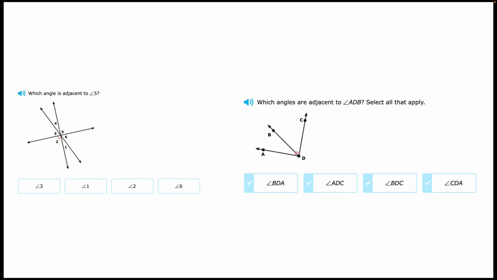Okay, now that you've had time to work these problems, let's check your solutions. For the first problem, you should have said that angle 6 is adjacent to angle 5. And for the second problem, you should have said that angle BDC is adjacent to ADB.